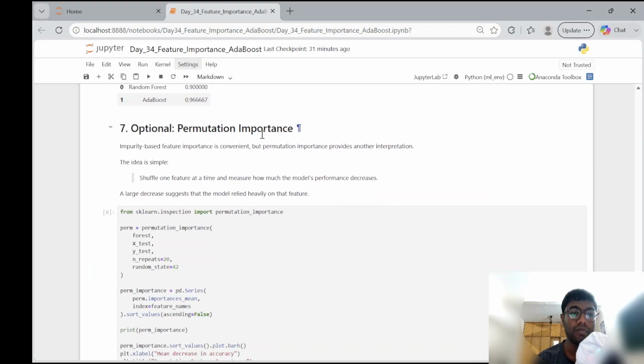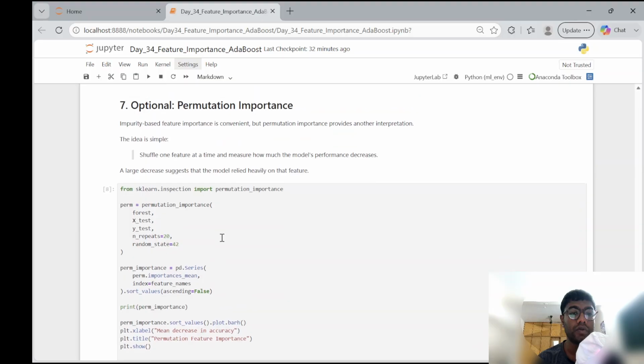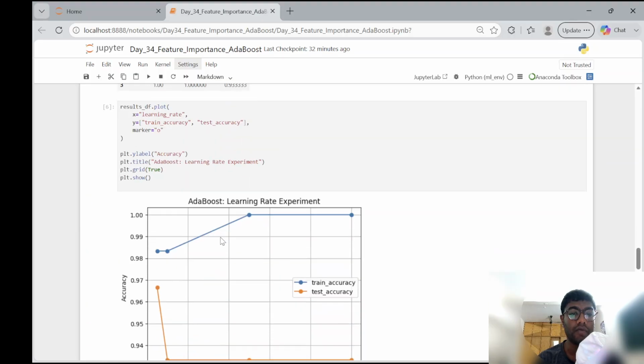Permutation importance is another impurity-based feature importance, which involves playing around with or removing certain features and seeing how it affects the prediction accuracy. So those were the few things that we had for today.